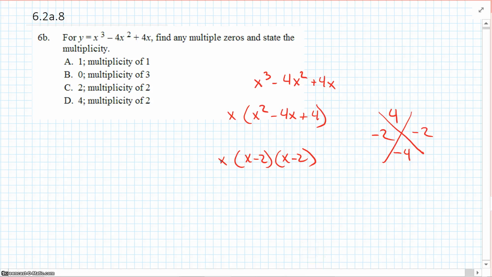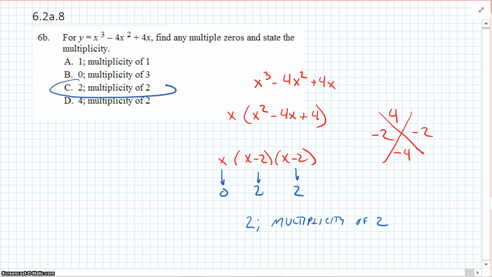What are my zeros? Well, that would be 0, 2, and 2. So I have 2 with multiplicity of 2. So 2 of 2. The answer is C. Okay? Getting there.